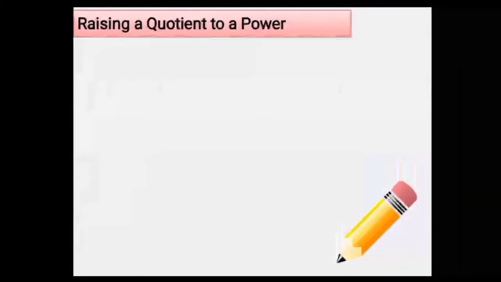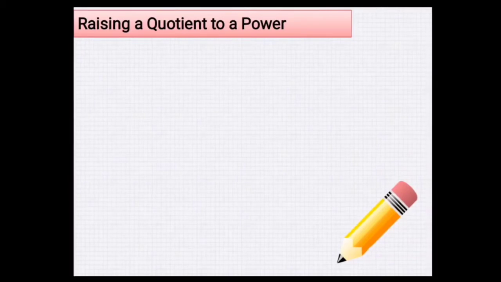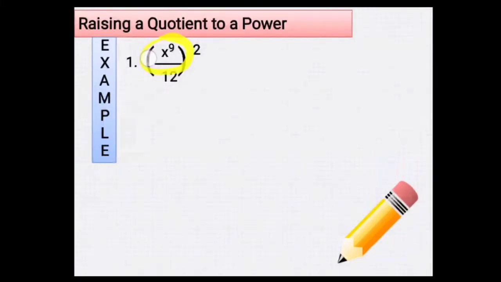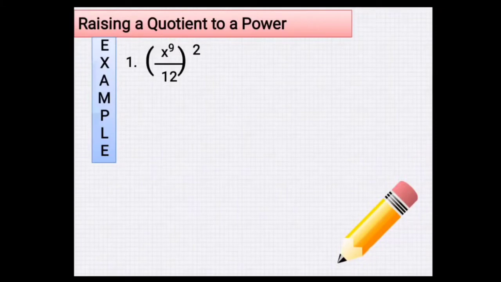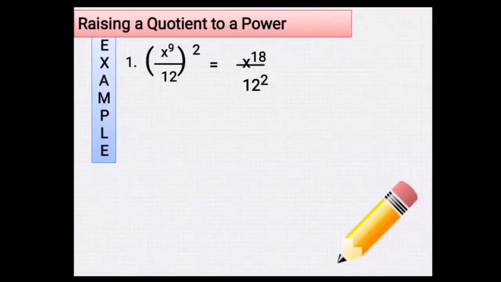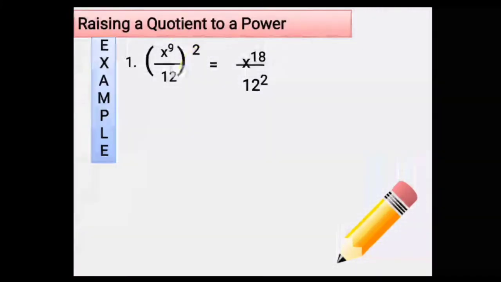Raising a quotient to a power means that the operation on the expression is division. For example, x to the 9th power divided by 12, all squared. As you can see, there is an exponent outside the parentheses. What are you going to do? In that case, you have to distribute the exponent, or multiply the exponent outside the parentheses to the exponent inside the parentheses, to the numerator and to the denominator.